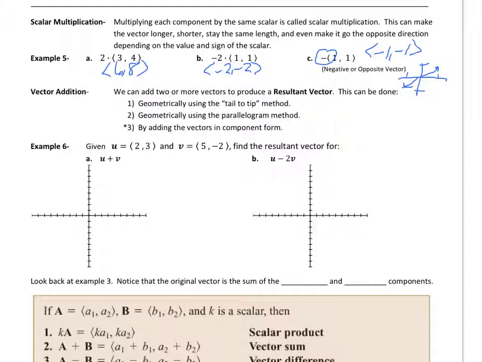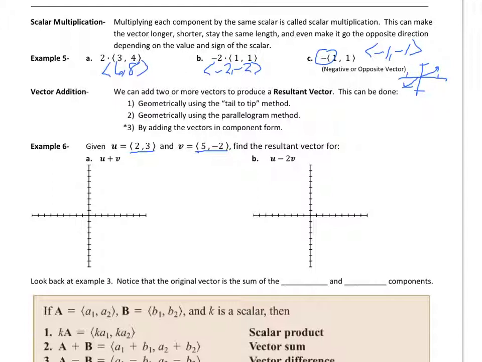Pretty easy stuff. You add 2 or more vectors together and you produce what's called a resultant vector. And you can find a resultant vector 3 different ways. The easiest is probably the tail to tip method. And then you can use it geometrically using what's called the parallelogram method, and they all accomplish the same thing. The easiest one though is probably if the vectors are in component form, you just add them up. All right, so example 6 now, we do have vectors in component form. So we have vector u here and vector v. So part A, we want to find u plus v.